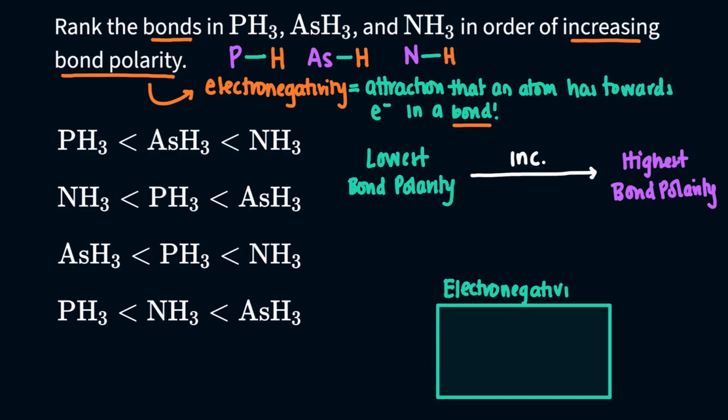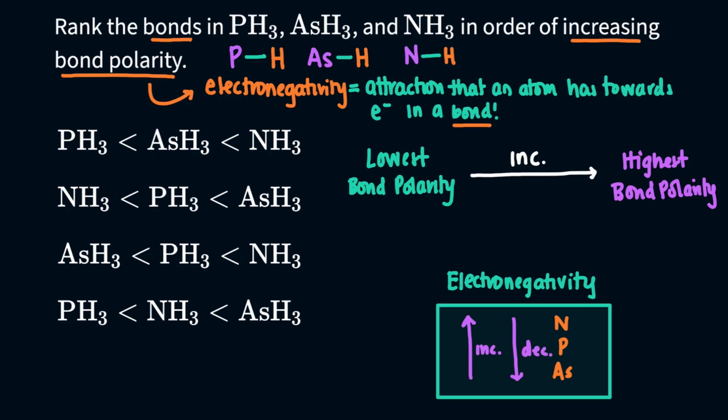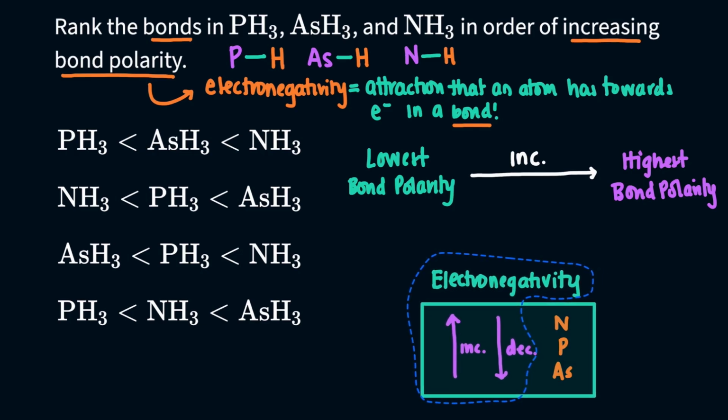Now, on our periodic table, we will see that nitrogen is on the top of the group, then comes phosphorus, and then comes arsenic. So it seems like they've given us a group type of ranking. And just know that when you're dealing with electronegativity and you're dealing with groups, electronegativity will increase as you go up a group, and vice versa. If you want to talk about it going down, electronegativity will decrease as you're going down the group.